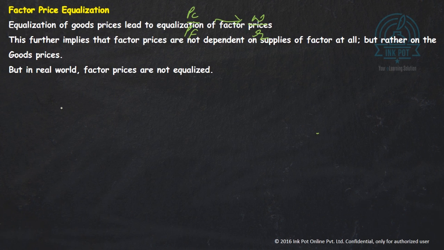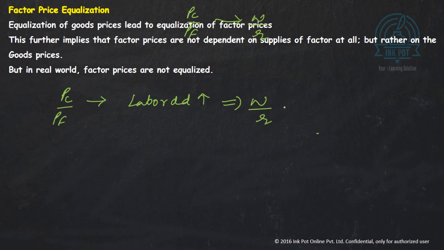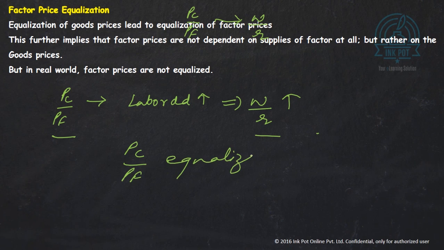I want to give an argument for both. जब हमारा PC by PF equalize हुआ, इसका मतलब ये हुआ कि मेरी कंट्री जब क्लॉथ एक्सपोर्ट कर रही है तो क्लॉथ की प्रोडक्शन बढ़ाएगी. क्लॉथ की प्रोडक्शन बढ़ाएगी तो लेबर की डिमांड बढ़ाएगी. When it increases the labor demand, it will automatically increase W by R. Similarly, in the foreign country, the opposite will be true. So this will lead to this, and this equalization may also then lead to W by R equalization, right? Which is why this could be true.